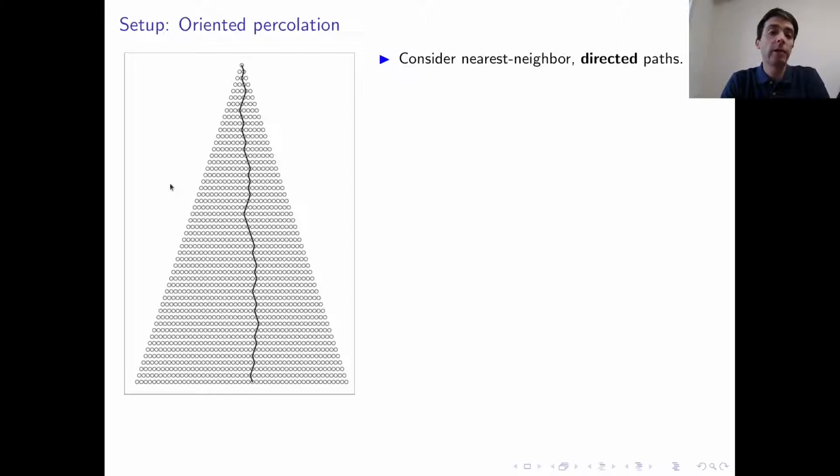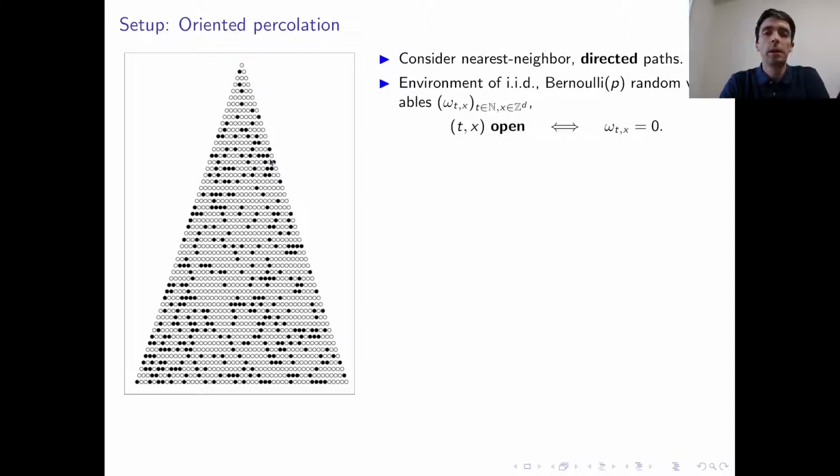The setup is directed or oriented in the sense that the path cannot go backwards in time, which would be allowed in normal non-oriented percolation. In addition, we have a random environment whereby each space-time site is either open or closed, independently with probability p. On the left, this is indicated by black and white dots, the white ones being open. And as usual in percolation, we define a path to be open if along the whole trajectory there are no closed sites. This is one example here.